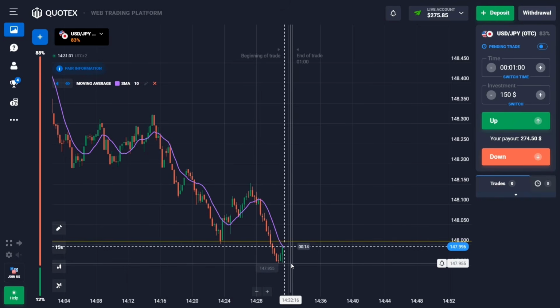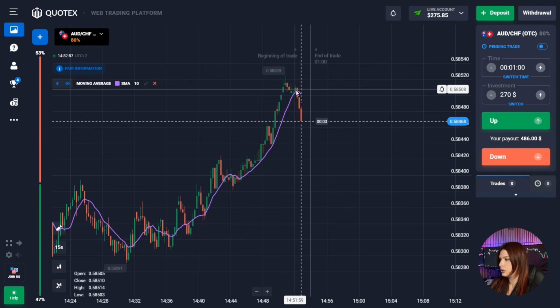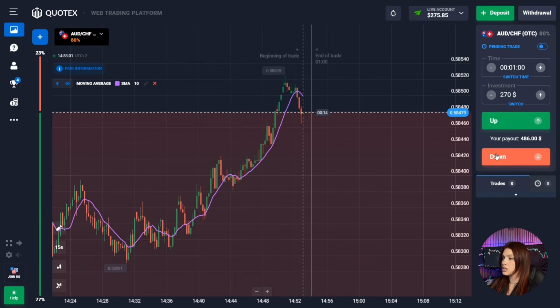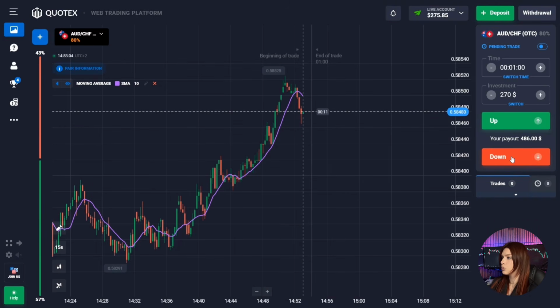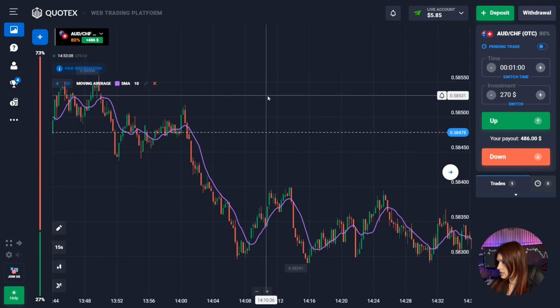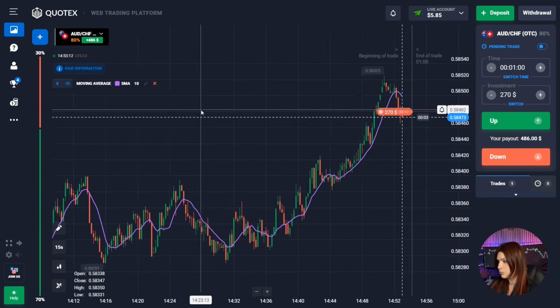Let's continue. So here we see that there was a reversal from a certain point while the price crossed the moving average from top to bottom. I suggest that we will open a deal here for 1 minute. It's going to be a short position. We see that we have a certain resistance zone at the top, and just at the moment the price is pushed off from the zone and is moving down.